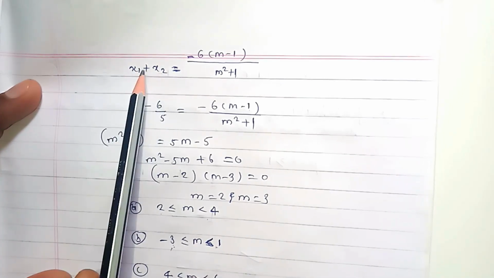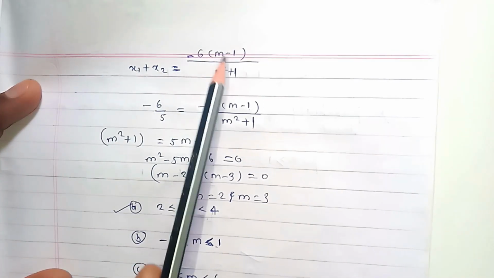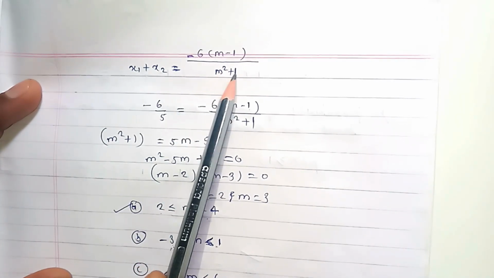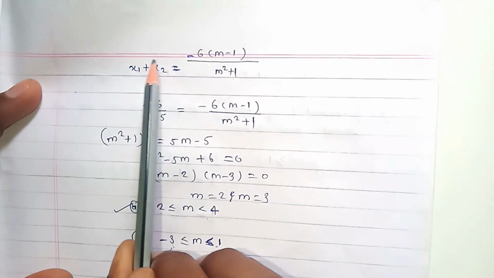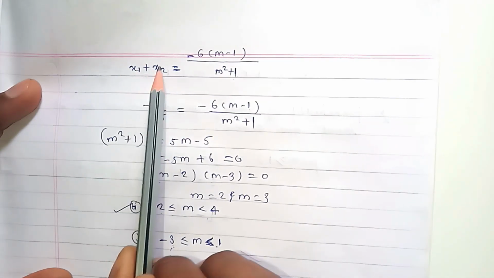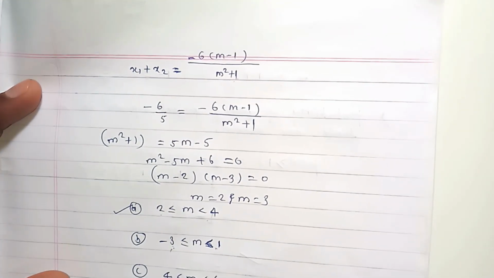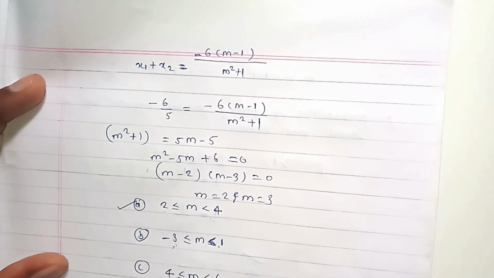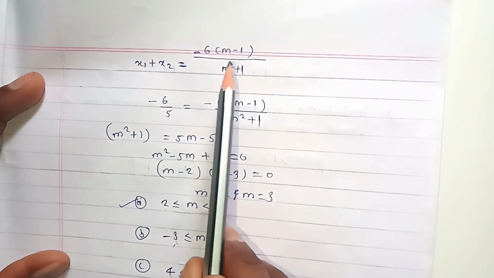The addition of the two roots can be written as minus b by a. Minus b is minus 6 into (m minus 1), by a, which is m square plus 1. The addition of the two roots, x1 plus x2, we already found by using the midpoint formula, the x coordinate, which is the negative of 6 by 5, equal to this one.